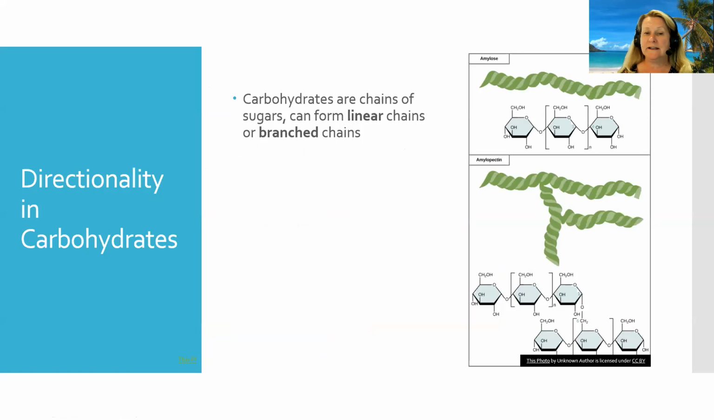Now, finally, let's talk about directionality in carbohydrates. Remember, carbohydrates are polymers of sugars. They can form linear chains like you see in this diagram here, or they can form branched chains. And that affects the structure and the function. Both of these carbohydrates, this one is amylose, this one is amylopectin, are made of polymers of the sugar glucose.